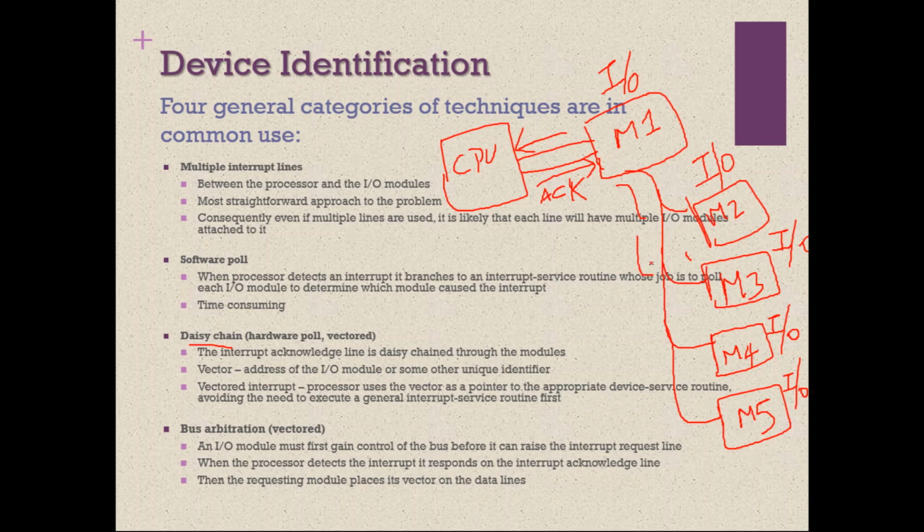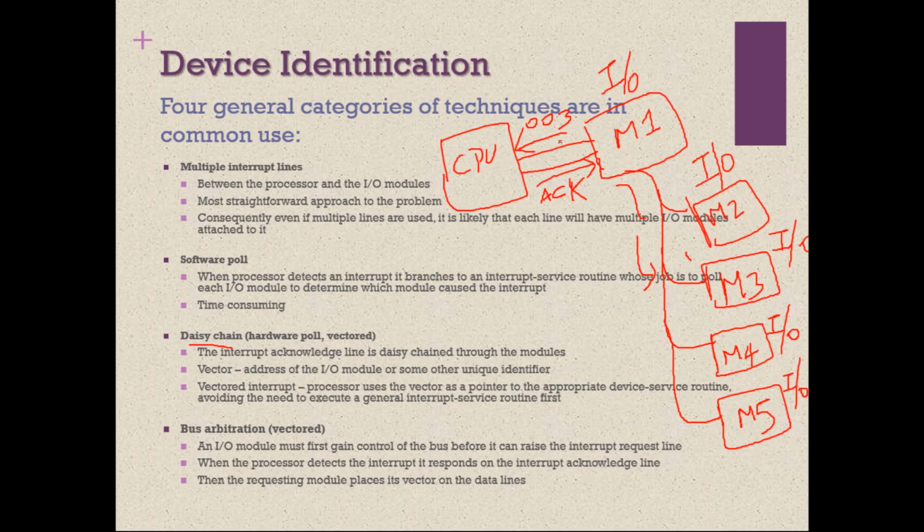Now it goes to M3. If M3 is the one which created the interrupt, it will keep its address in the data bus. Yes, M3 is the one which created the interrupt. Let us assume the address of M3 is 003. That 003 will reach the CPU. The CPU will understand that this is the device which created the interrupt, and it will call the appropriate interrupt service routine.